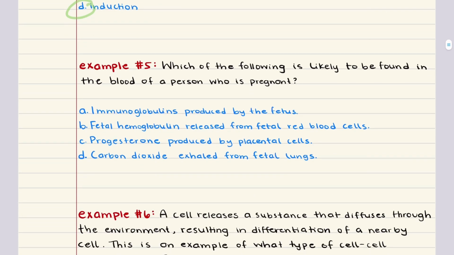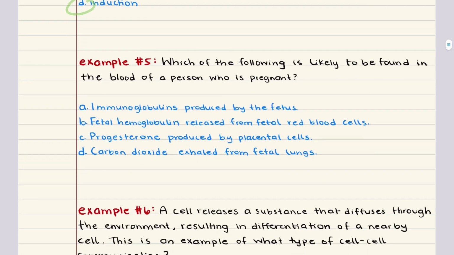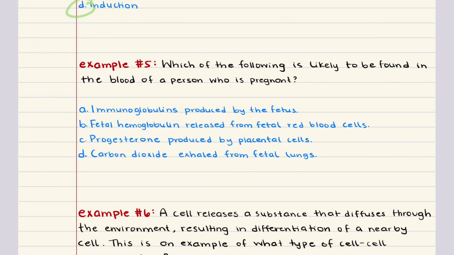Problem 5 says, which of the following is likely to be found in the blood of a person who's pregnant? A says immunoglobulins produced by the fetus. B says fetal hemoglobin released from fetal red blood cells. C says progesterone produced by placental cells. And D says carbon dioxide exhaled from fetal lungs.